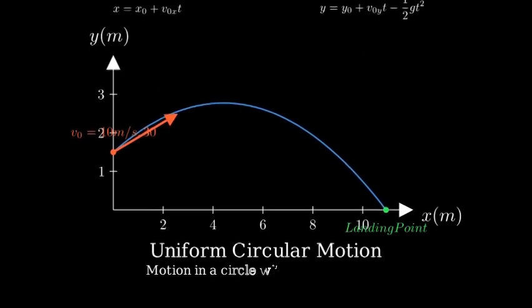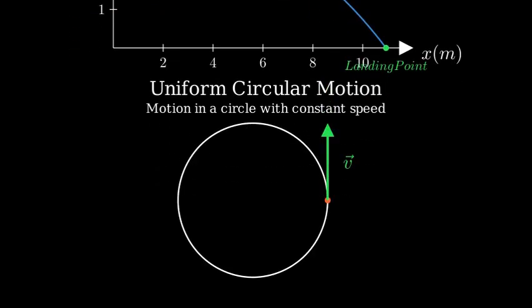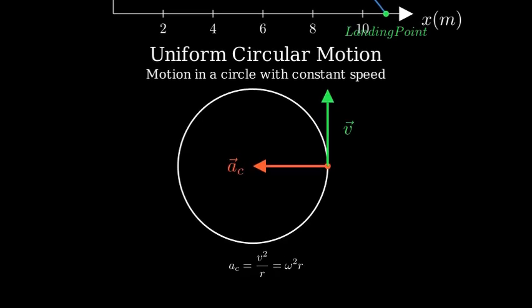Finally, let's discuss uniform circular motion, which is the motion of an object in a circle with constant speed but changing velocity. Though the speed is constant, we know the velocity changes continuously because the direction of motion is changing. The velocity vector is always tangent to the circle. Since the velocity is changing, there must be an acceleration. This is a centripetal acceleration because it always points towards the center of the circle.